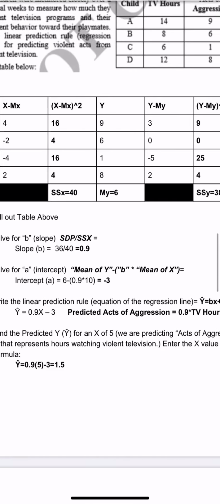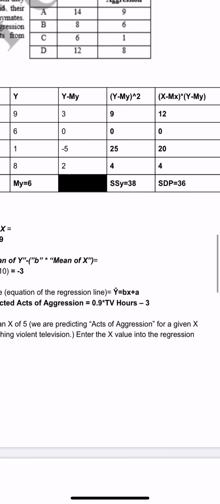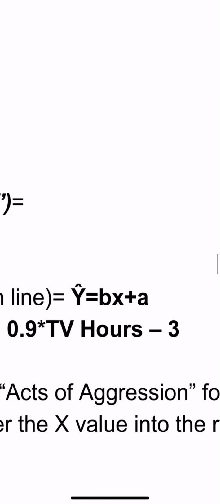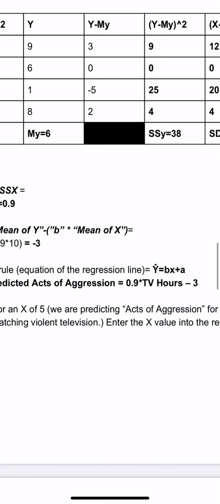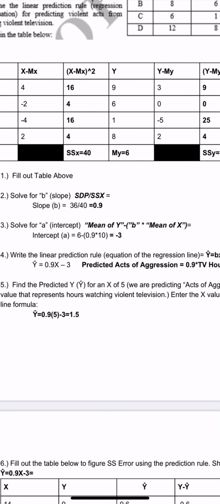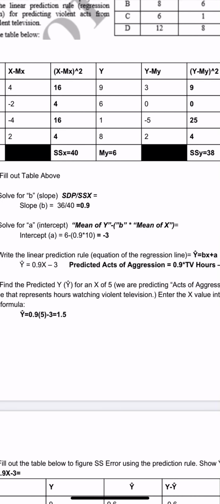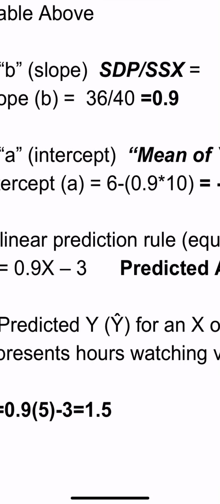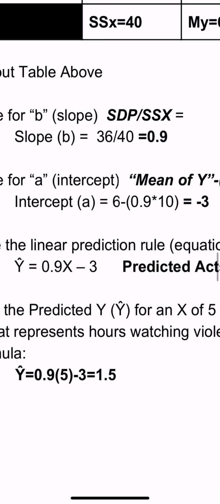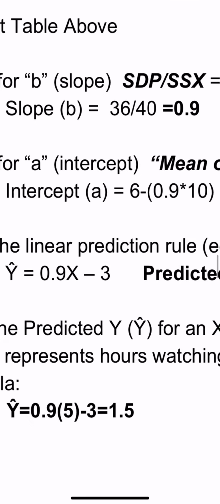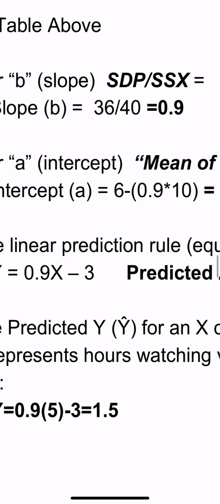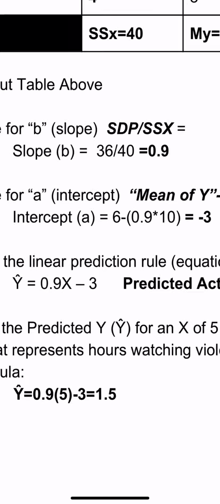Write the linear prediction rule, the equation of the regression line. So that is going to be Y hat, which is the predicted Y, equals BX plus A. All you have to do is plug in B and A. So Y hat equals 0.9x, and then it's plus A. But what happens when a plus and a minus are next to each other? It's like saying a positive times a negative, so it's minus 3. You can also look at it as, forget about the sign: whatever A equals, whether negative or positive, goes right after the x with its sign.